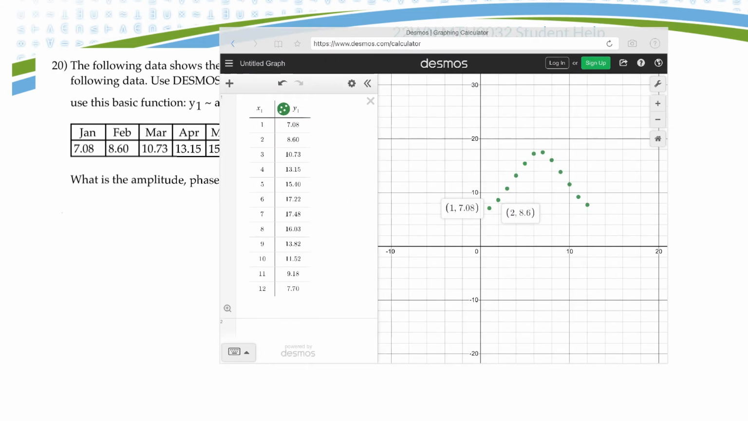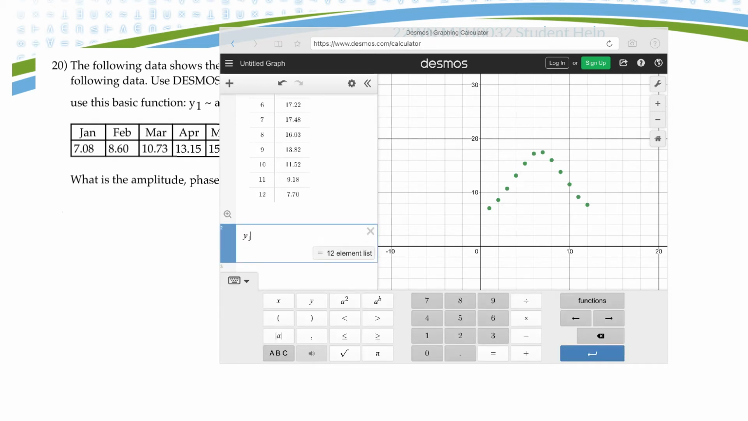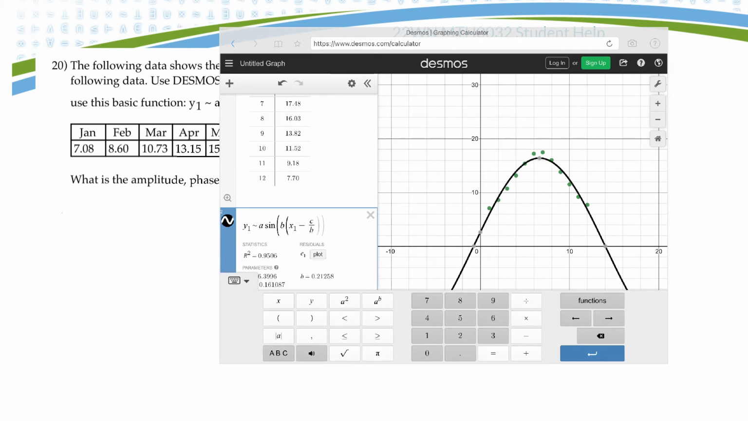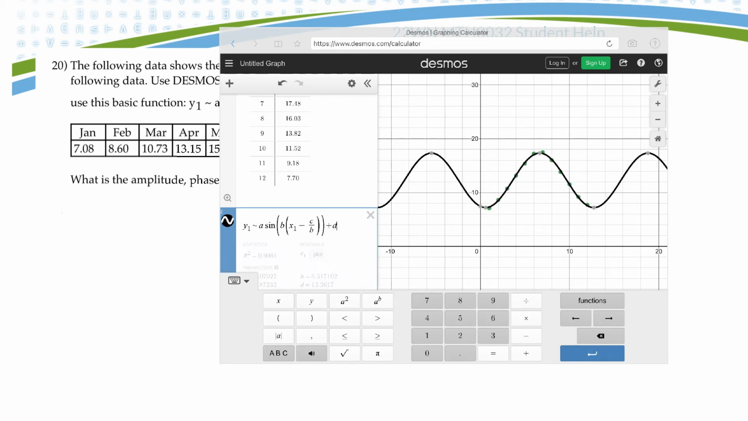So here's where I type in that thing that I had in the question. y1, and put that tilde in, and then I have sine bracket b bracket again, x1 minus c over b, and the two brackets, and put a plus d in there. There we go. Now take a look, the function that is graphed looks like it's hitting all of those dots pretty well. So that's the pattern that models those dots.